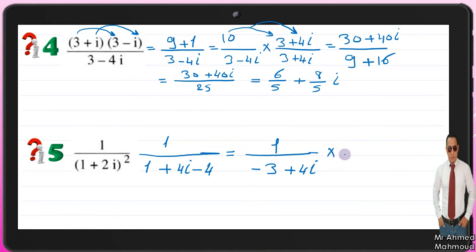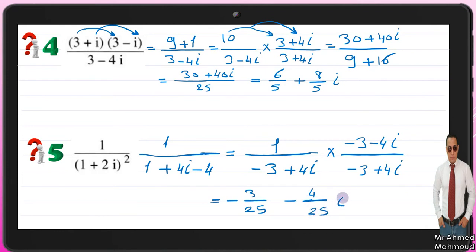So I will multiply up and down by the conjugate, negative 3 minus 4i, over negative 3 plus 4i, and you can simplify. Finally it will be negative 3 over 25 minus 4 over 25 i. You can check by the calculator, it's okay.